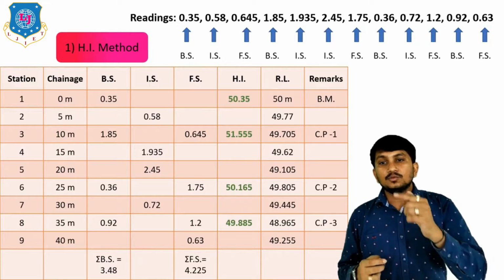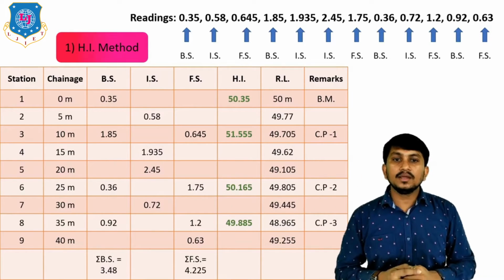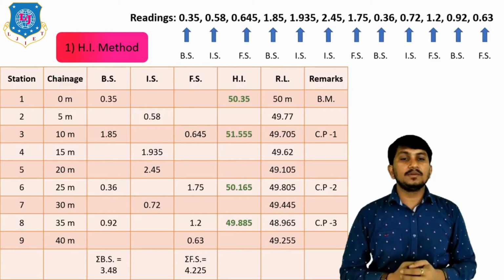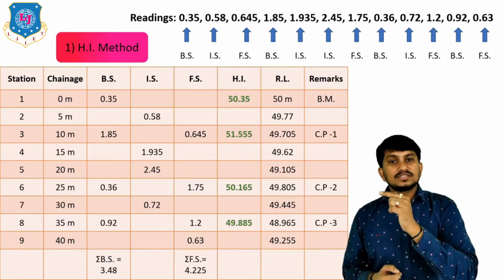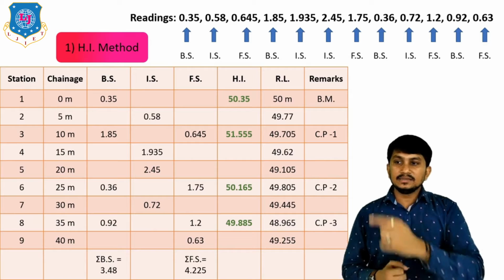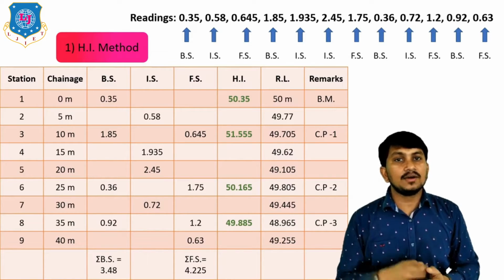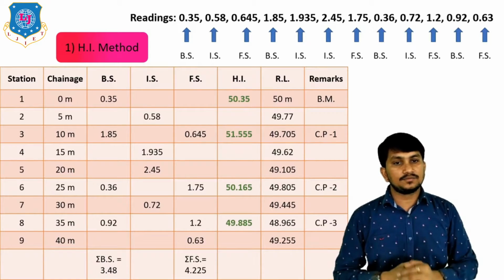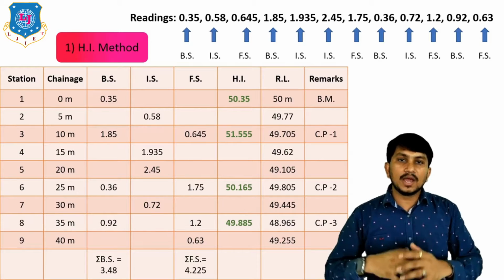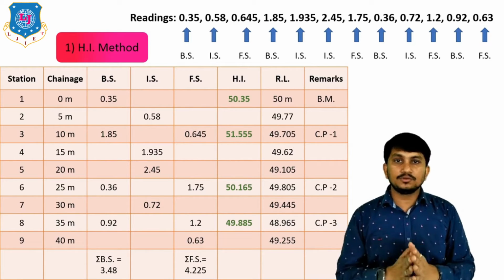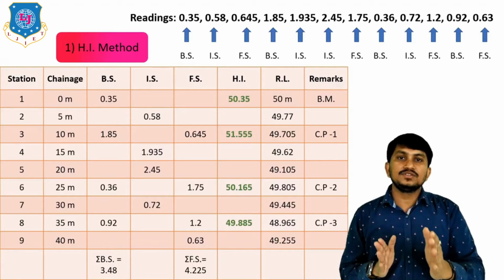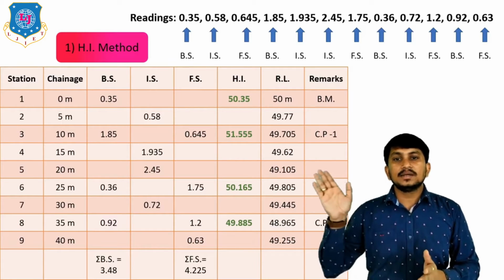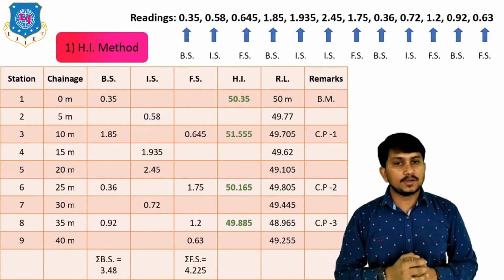Then to find the RL of the 6th station, we have to deduct the reading 1.75 from 51.555, because the 1.75 staff reading was taken from the second setup, and this 51.555 is also the HI of the second setup. So 51.555 minus 1.75 gives 49.805. This is the changing point, so we have to calculate the new HI. To calculate the new HI, we add BS to the RL of the changing point. So here the RL of the changing point is 49.805 plus BS 0.36, which gives 50.165, the new HI.